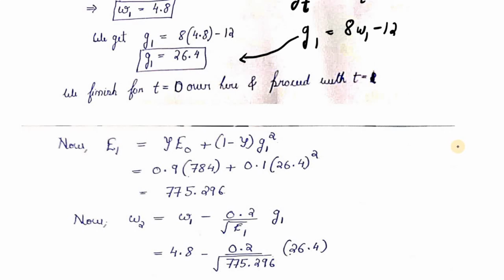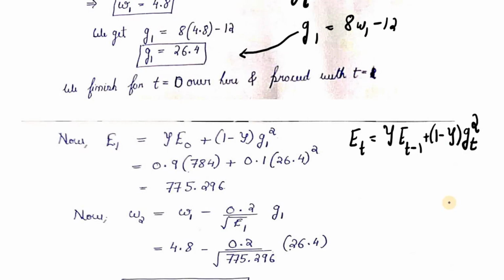So this is what we get. And so the value of E1 is derived if we consider this expansion. We put t as 1 over here. The value of gamma is 0.9. I was able to put it over here. E0 will be obtained, and 1 minus gamma times G1 square will be obtained.